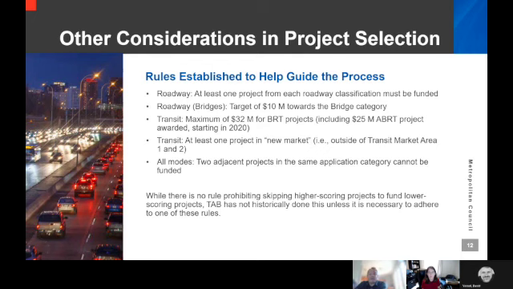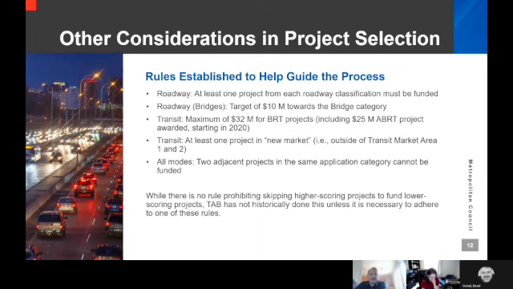We have a $10 million target towards the bridge category. We actually exceeded that this year because there was some new bridge money, but we do want to get to that point of at least $10 million under normal circumstances. In transit, we have a maximum of $32 million for BRT projects. We installed that, I believe, last cycle when we added the $25 million ABRT award. And that was a measure to make sure that BRT doesn't dominate the entire transit category. And then also in transit, there's a rule that at least one new market project, which is a project that serves a little bit less traditional transit areas, has to be funded.